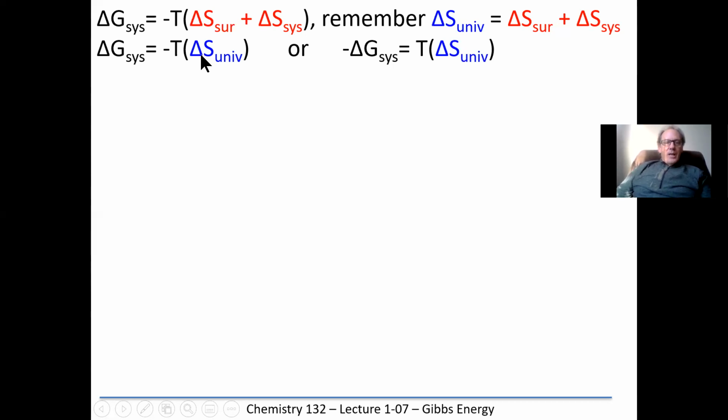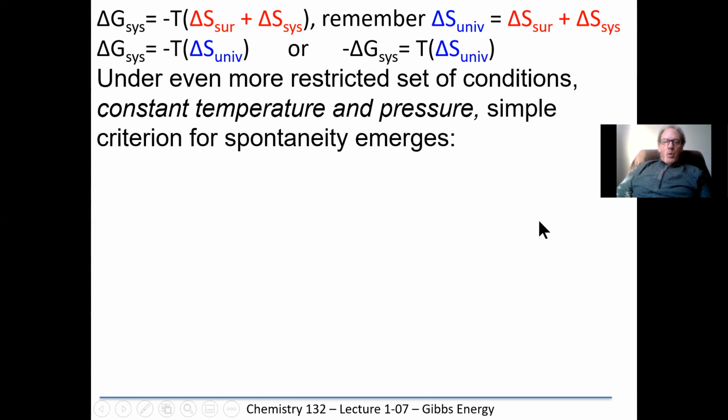So what this shows is basically when the delta S of the universe is positive, delta G will always be negative. We know that a system is spontaneous when delta S is positive. We now know that a system is spontaneous if the delta G, the Gibbs energy, is negative. That's how those two quantities are related. So under a more restricted set of conditions, a constant temperature and pressure, simple criteria for spontaneity emerge. Either delta S universe is positive, it's spontaneous, or delta G system is negative, it's spontaneous.